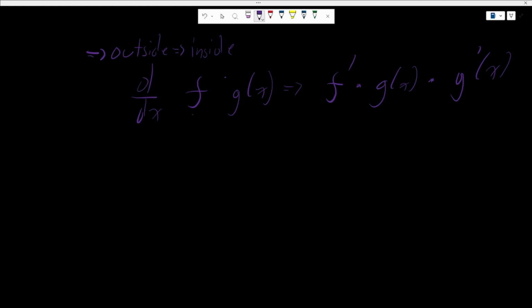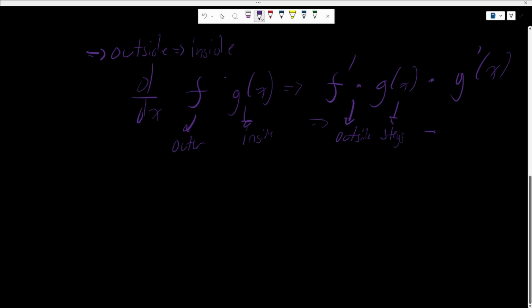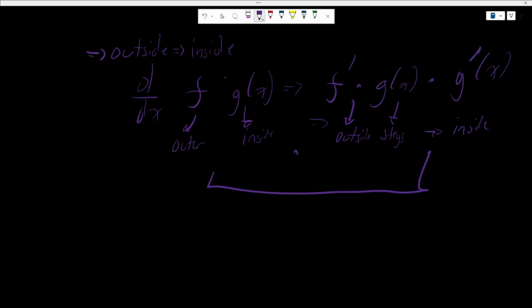So let's just say we go from the outermost, and then it goes to the inside. The inside stays the same for the derivative, and then we move closer to the inside by multiplying by the derivative of the inside function. So that's just a little way to make it easier to remember.